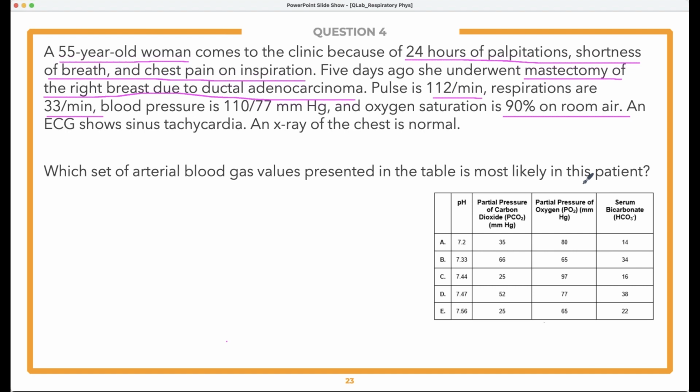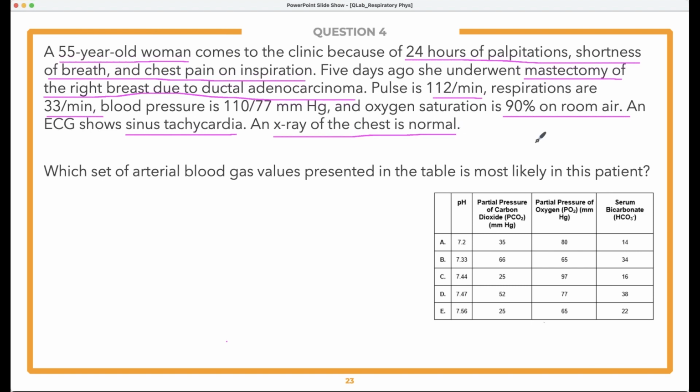And then the EKG shows sinus tachycardia. Okay, so not seeing any big ST elevations, not seeing anything crazy there, but sinus tachycardia. X-ray of the chest is normal. Okay, so what's going on here?